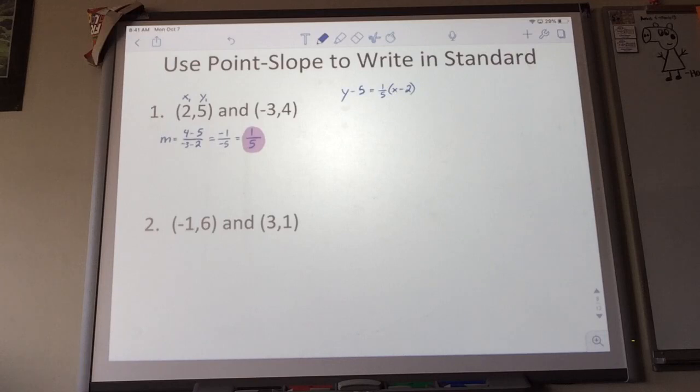It wants us to write it in standard form, so we need all of our letters on the left side, and we don't want any fractions in it. So let's go all the way back to a chapter and a half ago or so. What's the first thing I would have you do? The very first step on this. What would I have you do?